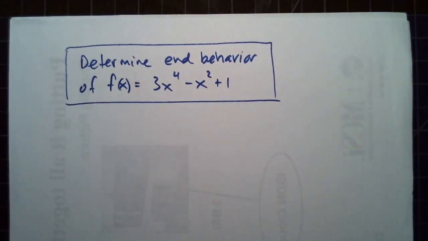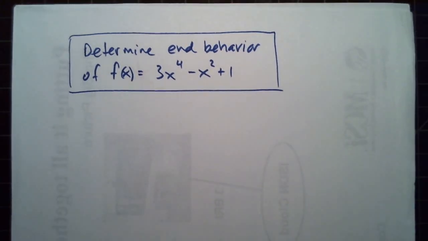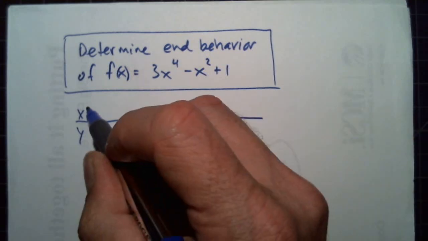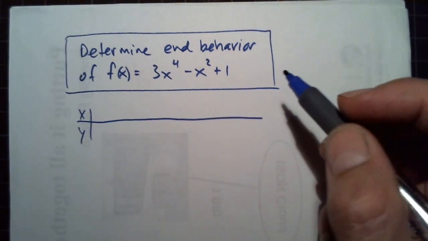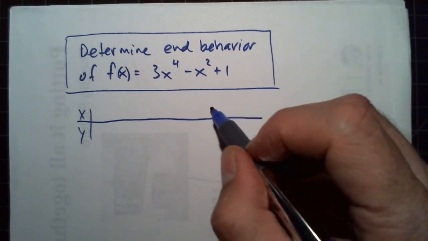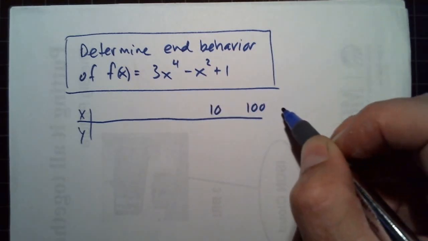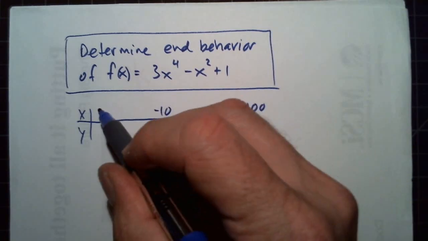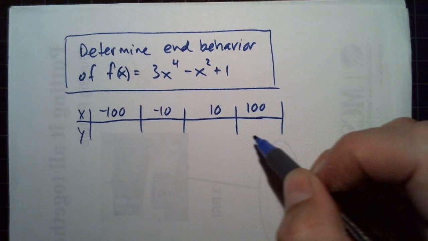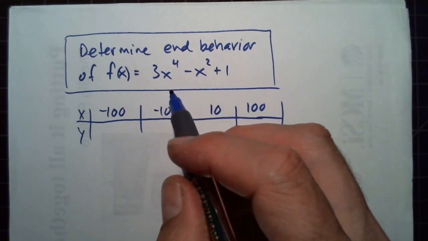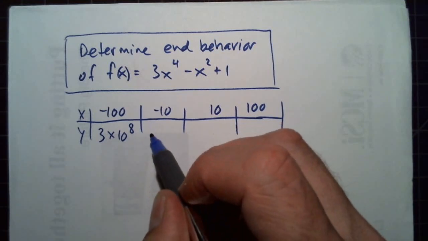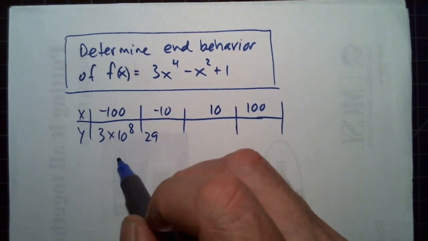All right, so to find the end behavior, let's make a table. Now we're not looking at the limit at a number like in the previous lesson. We just want to go far to the right, far to the left, and using a calculator, here we have 3 times 10 to the 8th, or approximately 3 times 10 to the 8th.